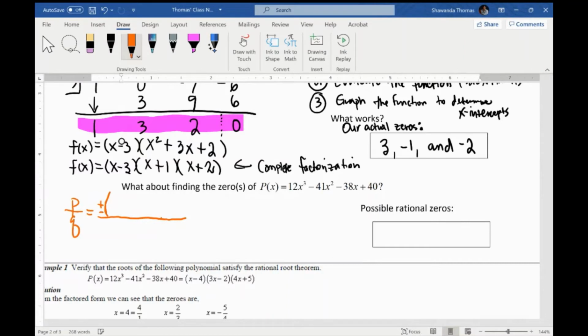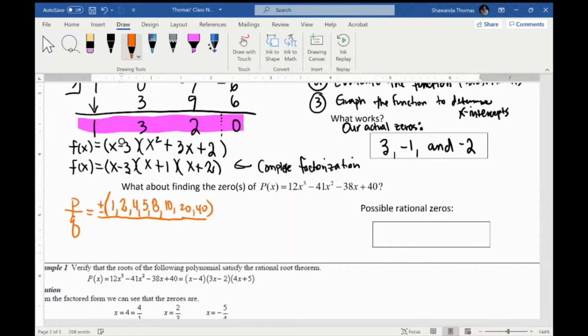All right. Let's write out the factors of 40. So 1, that's my contribution. What's your contribution? 2. What else? 4. 5. 8. 10. 20. 40.